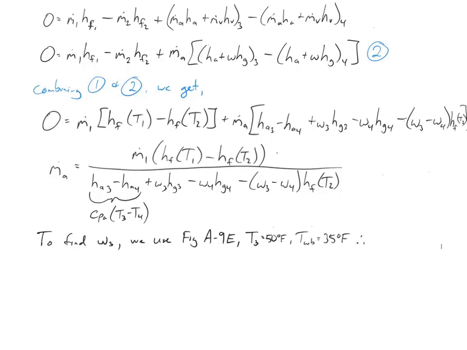All right, so with that, we should be able to find omega 3. And also, we can find omega 4. So we're going to use figure A-9E as well. And there we have the relative humidity equal to 100%. So we know where that curve is, so that should be pretty easy. And we have the temperature there as well, 120 degrees Fahrenheit. Therefore, omega 4 is equal to... All right, so let's go to the chart and get those values.